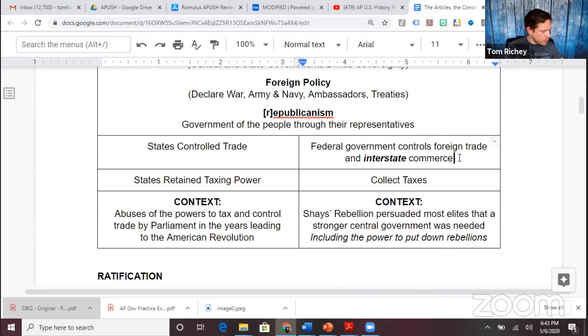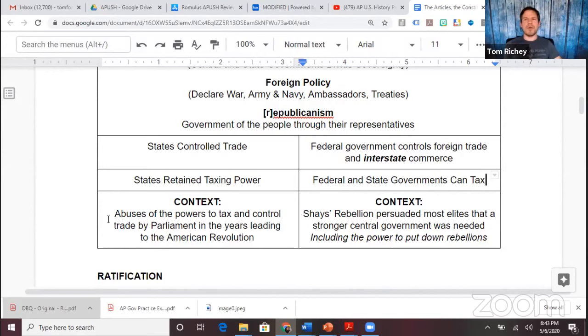And so here we see that under the Articles, states retained all taxing powers. Okay, so then we see that the Congress has the power to collect taxes. So both federal and state governments can tax. Okay, so federal and state governments can tax.